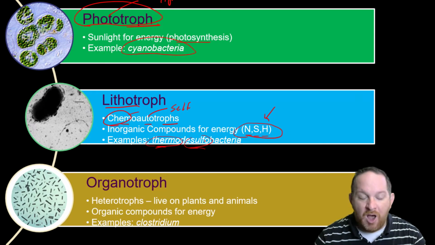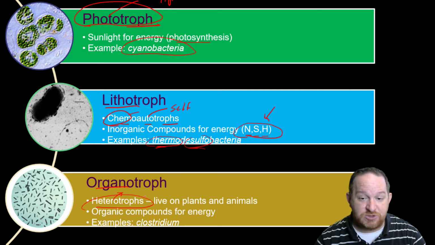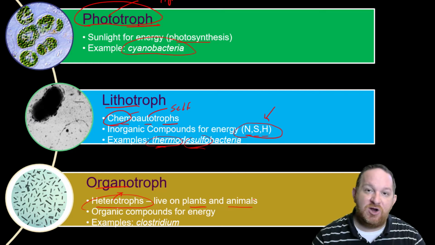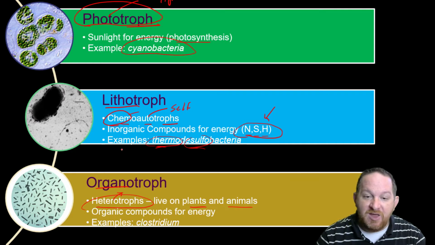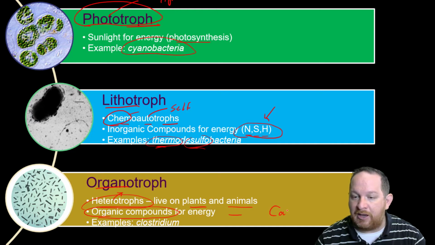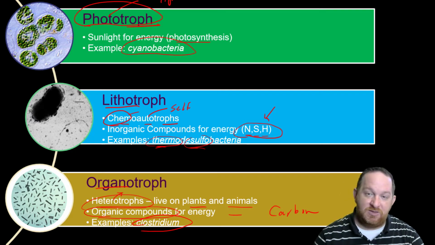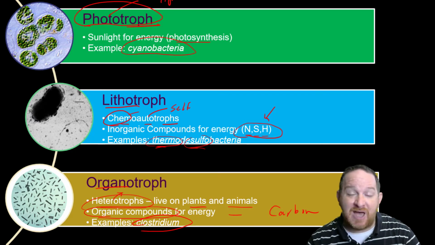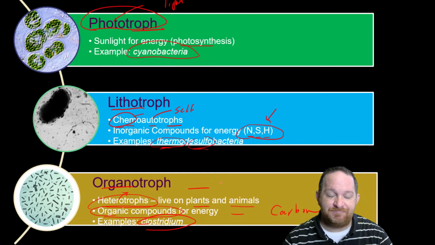And then the most common, when we think of bacteria that are around and on us, are organotrophs. These are heterotrophs, meaning they get their food from others. So they have to live on plants and animals. So the bacteria that live on us or in us that maybe cause diseases, or maybe that are beneficial for us, these are organotrophs. They're getting their energy from organic compounds, and we remember organic compounds contain carbon. A good example is Clostridium tetani, the bacteria that causes tetanus. So there are many different types of metabolism strategies for bacteria: the sun, inorganic compounds, and organic compounds.